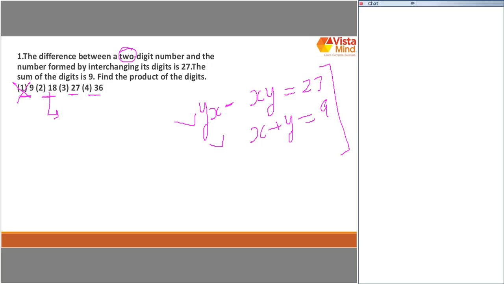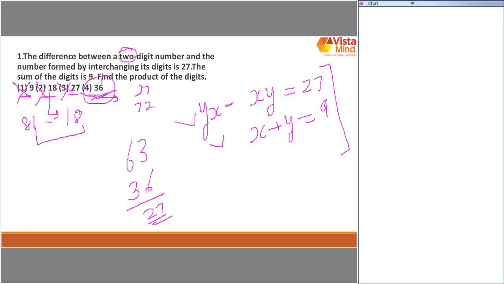If I take this number 18, the number formed by interchanging the digits will be 81, and over here the difference is not 27, so 18 is not the answer. If I talk about 27, the number formed by interchanging will be 72. Again, 72 minus 27 does not have a difference of 27, so this goes out of our calculation. 36, if I see 63 and 36, the difference between them is 27. Hence it is obeying both the conditions. So my answer is the fourth option, 36.